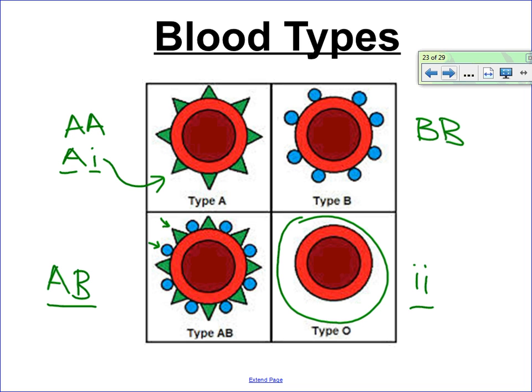The same holds true with type B, in that you can receive a B allele from one parent and an i allele from the other parent and still have type B blood. One of your alleles is still making B. Now this is all the possible genotype combinations. There's actually six different genotype combinations for blood. Even though there's like four phenotypes, there's six genotypes that are possible, which is something new. We haven't really dealt with it.